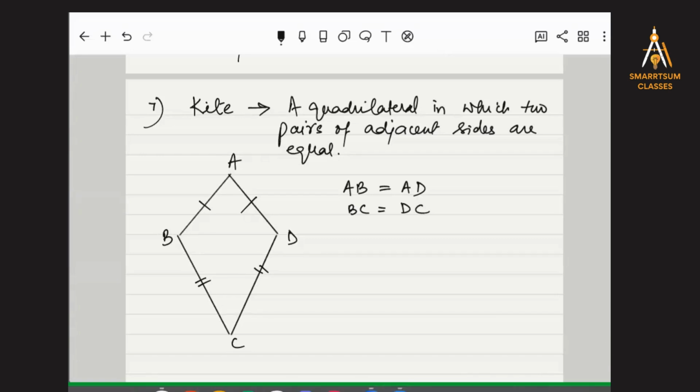यहाँ पर हम opposite side की बात नहीं कर रहे हैं, adjacent side की बात कर रहे हैं, right? Okay, and such a figure is a kite. Is that clear? Right? So the two pairs of adjacent sides here are equal, and this type of figure is a kite.